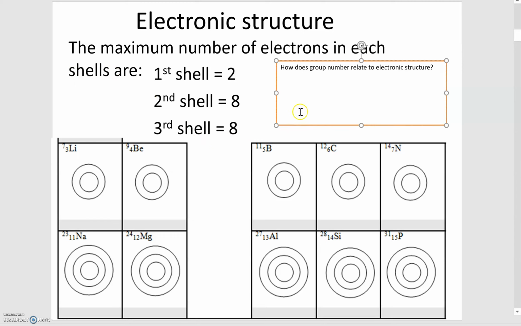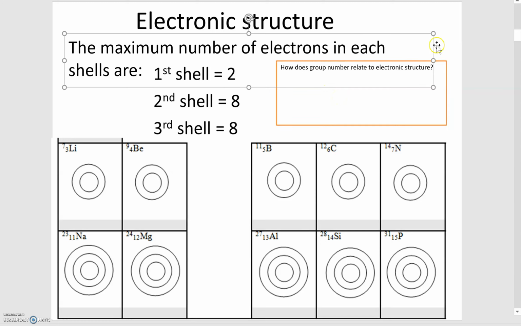And the answer is the group number relates to the number of electrons that are in the outer shell. So if you're really confused in an exam scenario and you're not quite sure what's going on or how to do electronic configuration, look at the number of electrons in the group that you have the element for. That's how many electrons you should end up with in the outer shell. If you have more or less, that means you have missed something out.